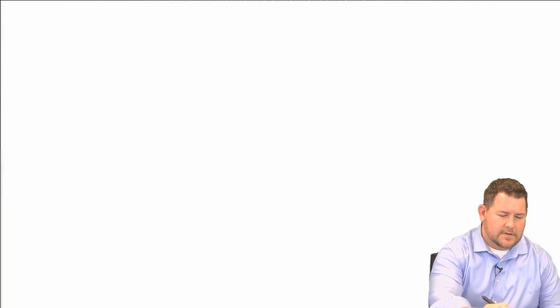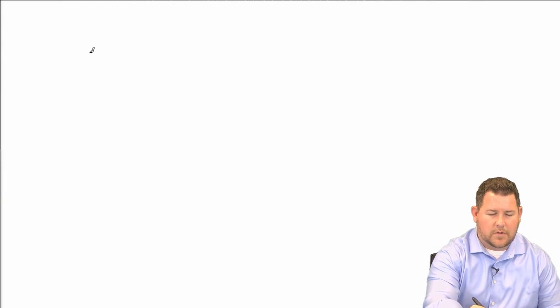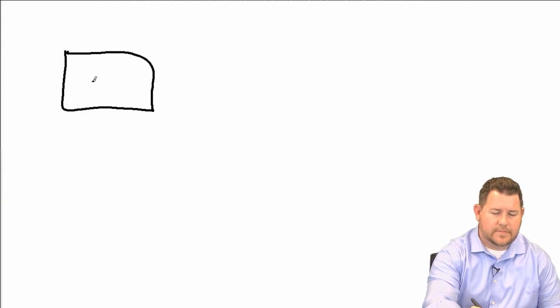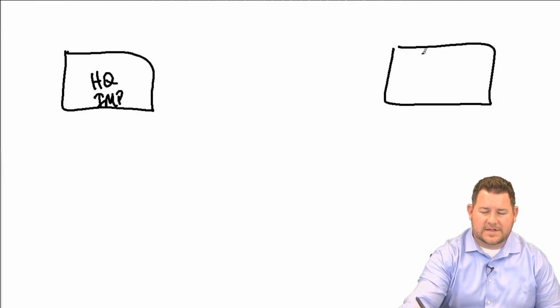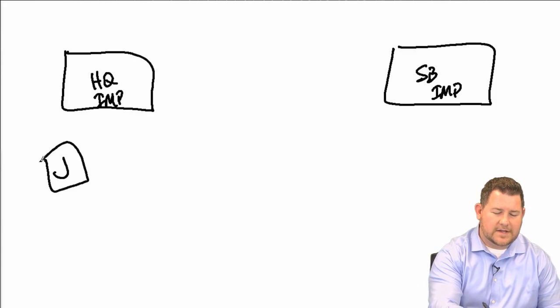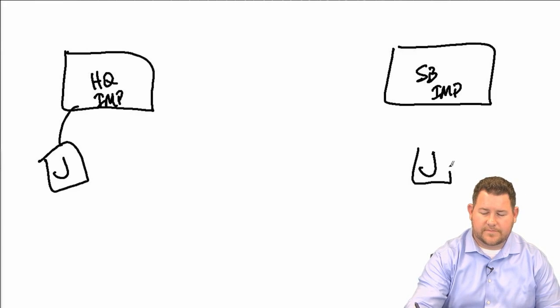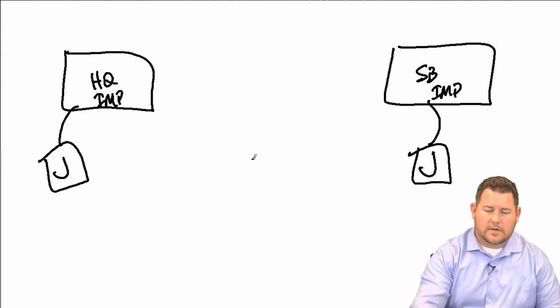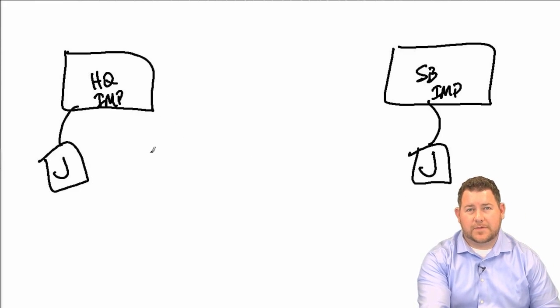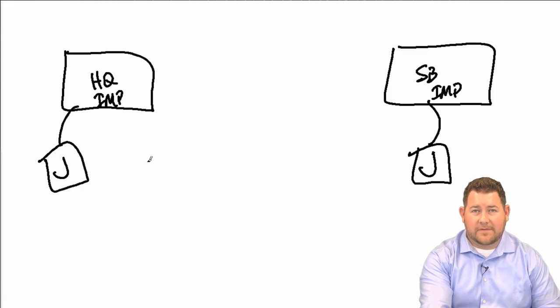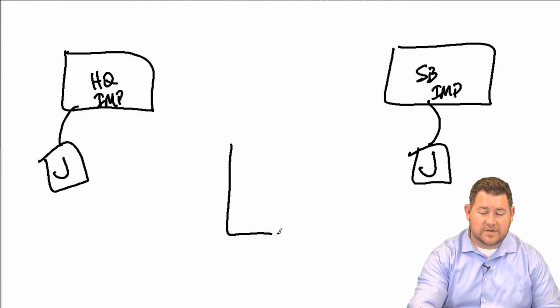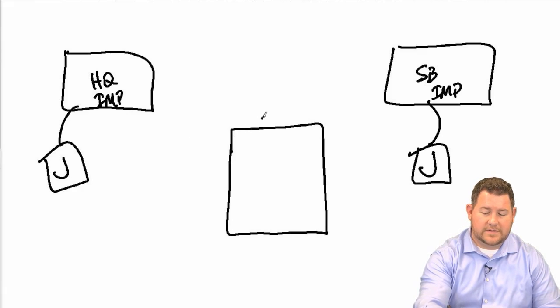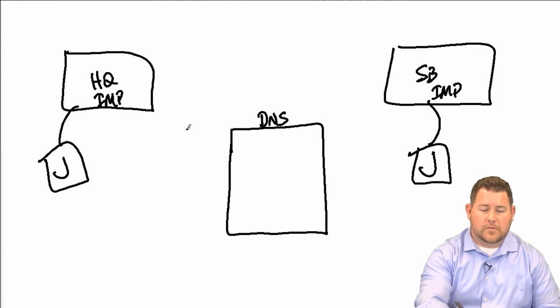So if I've got my IM&P presence server over here, let's just say that's the HQ IMP, and I've got my Site B IM&P presence over here, along with my Jabber clients that are connected to both of these. Now, in order for them to actually talk together through this XMPP federation, they have to use DNS. So we've got to have a DNS server in the middle of all this. So we're going to have these dotted lines essentially to the DNS server.